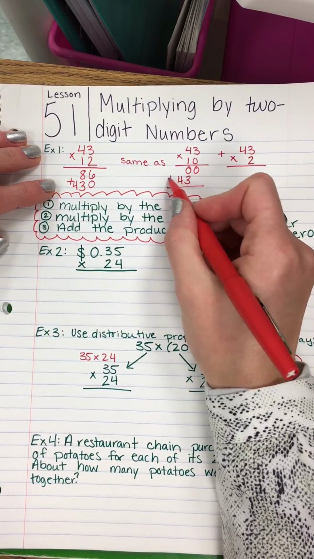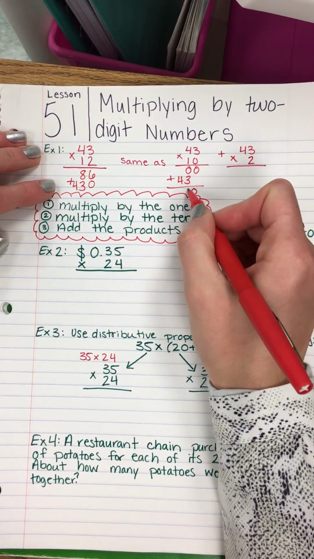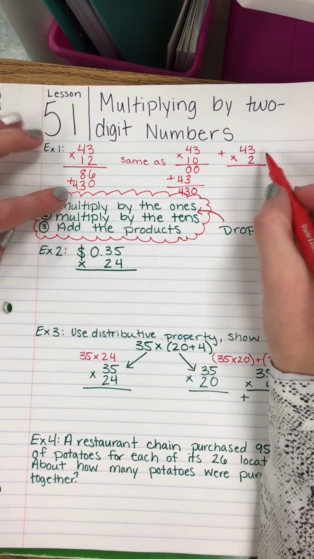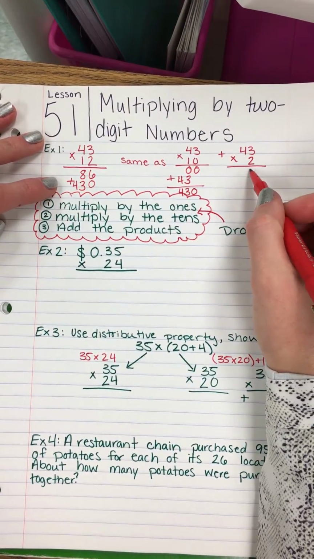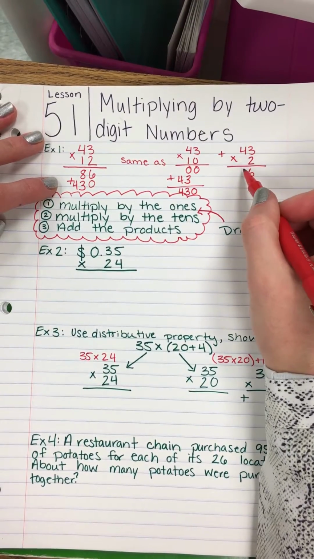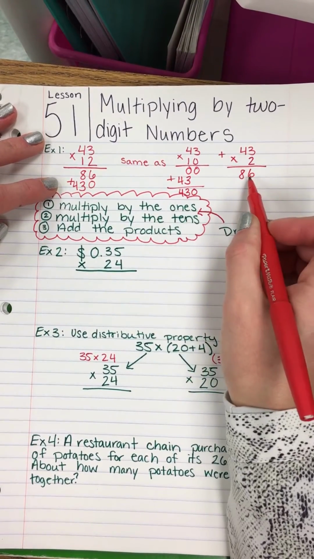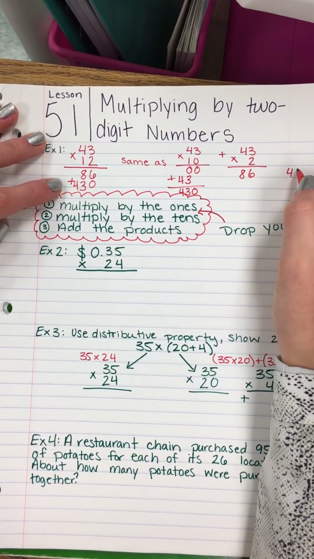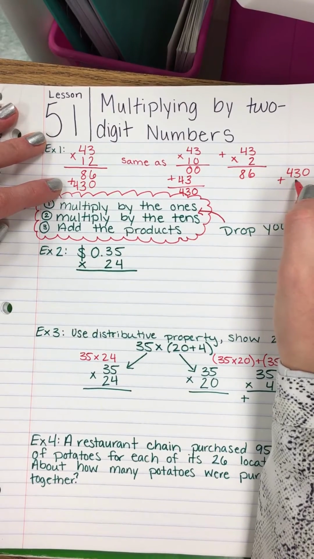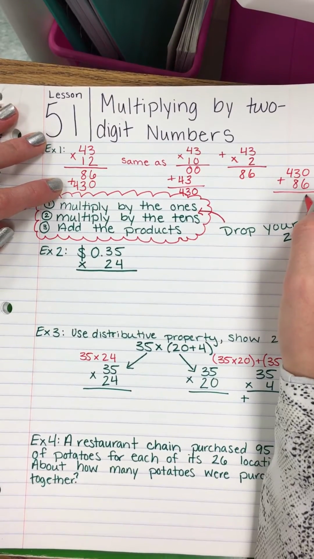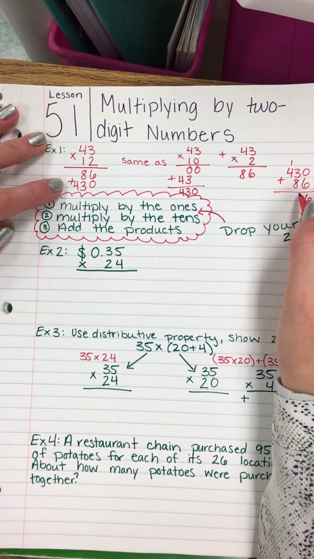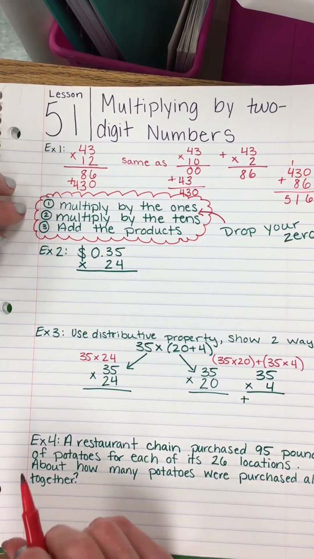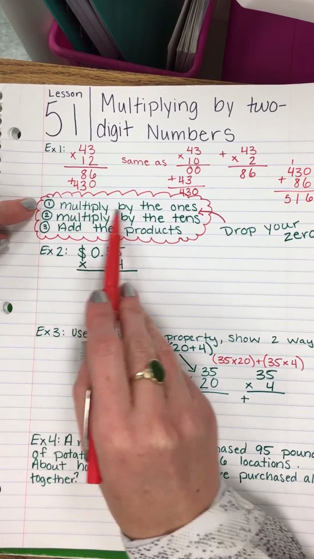So we have, add these together, 0, 3, 4, 430, which is what we got over here, plus 2 times 3 is 6, and 2 times 4 is 8. So we have 430 plus 86, both times. So then all we have to do is add 430 plus 86, and we get 516.